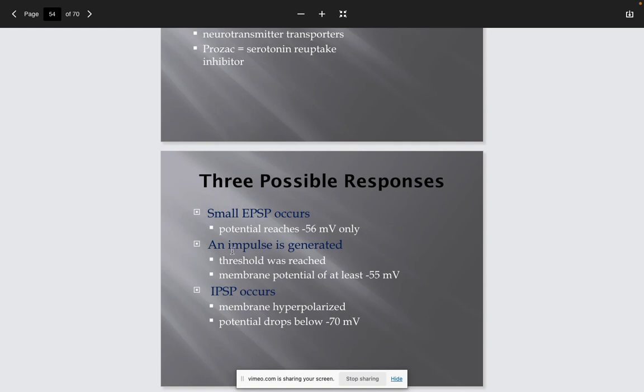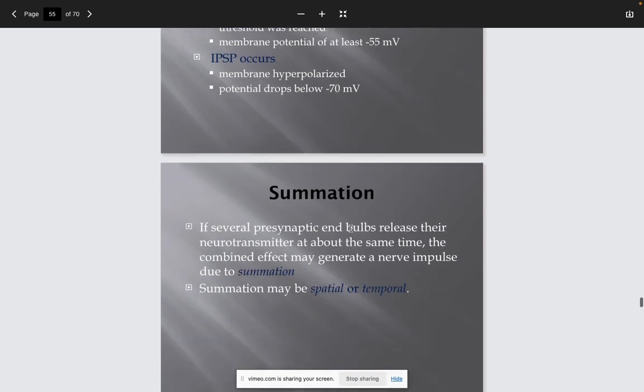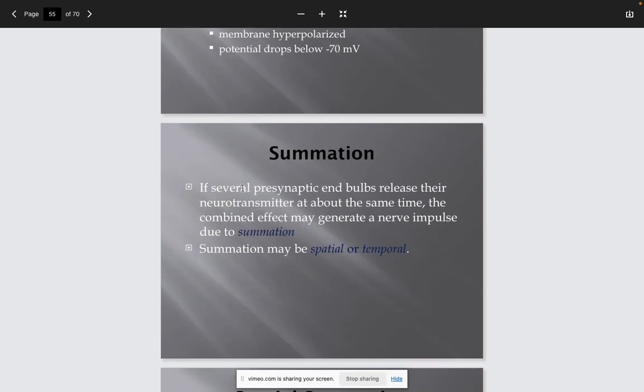Or we can generate a small excitatory postsynaptic potential. If you have multiple small EPSPs that don't quite reach threshold but are almost there, it can result in depolarization. This is called summation. There's spatial summation and temporal summation. If several presynaptic end bulbs release their neurotransmitter at about the same time, the combined effect may generate a nerve impulse due to summation.